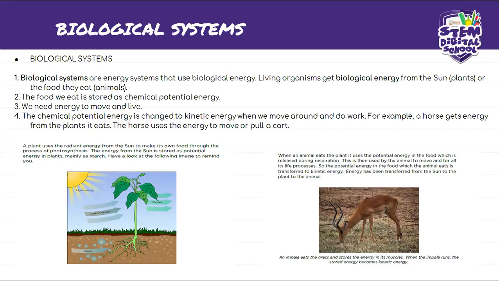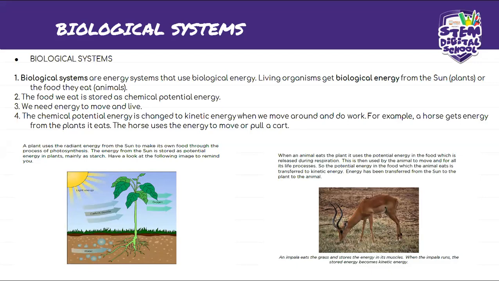Have a look at the diagram to remind ourselves. So you see the plant, there is water in the soil, the roots are there, and the sunlight is there. So without water, carbon dioxide and light energy, photosynthesis might not even occur. So that is a typical example of the relationship between plant and sunlight as a biological system.